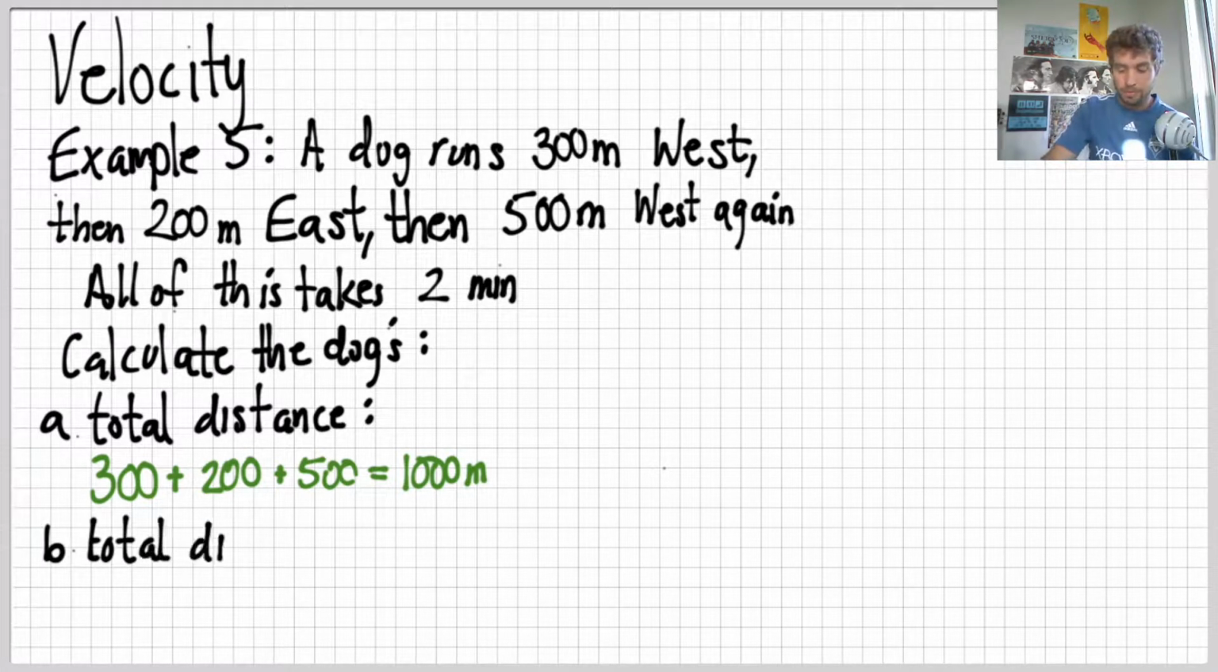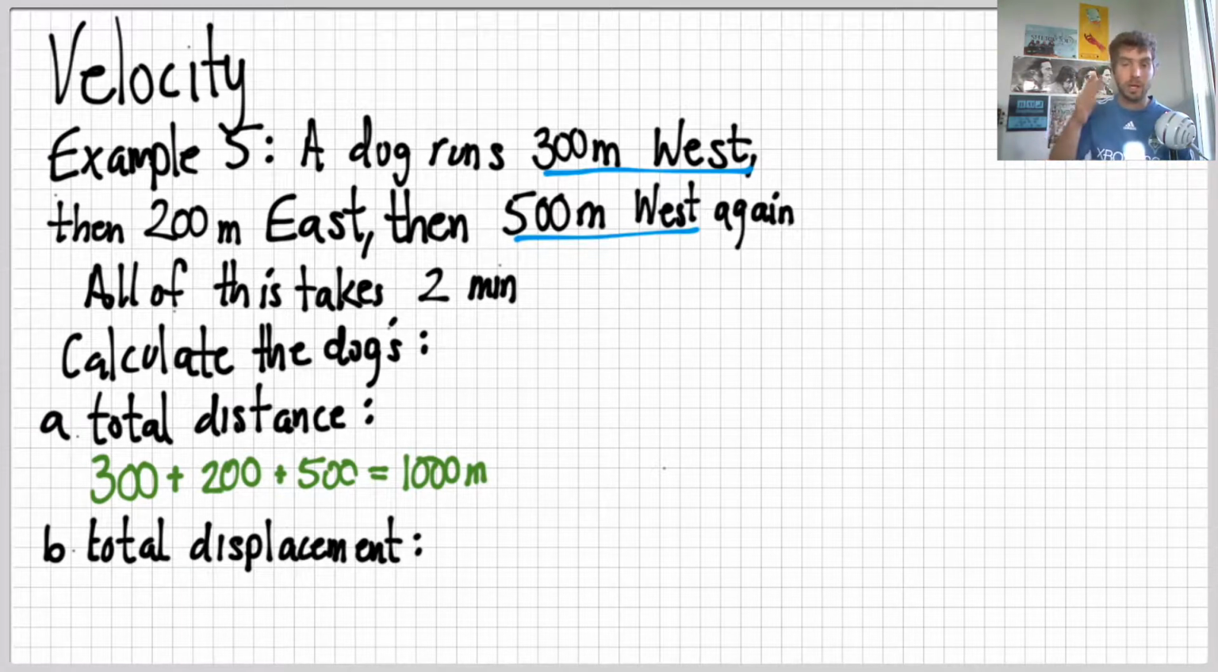Okay, part B, total displacement. Okay, so this is the overall from start to finish. Now, it may help to draw a picture. Okay, I'm not going to draw a picture. It's just one direction and then the other direction and then back again. But if you are a visual type person, then I recommend drawing a picture.